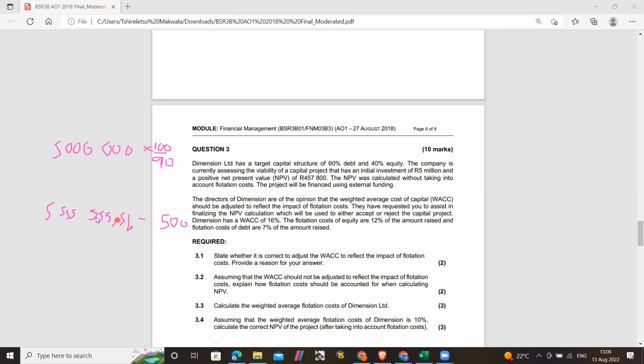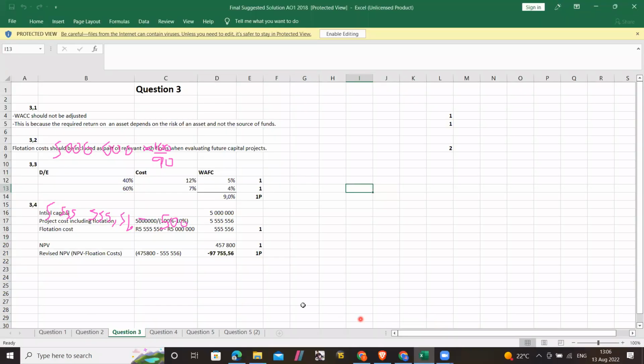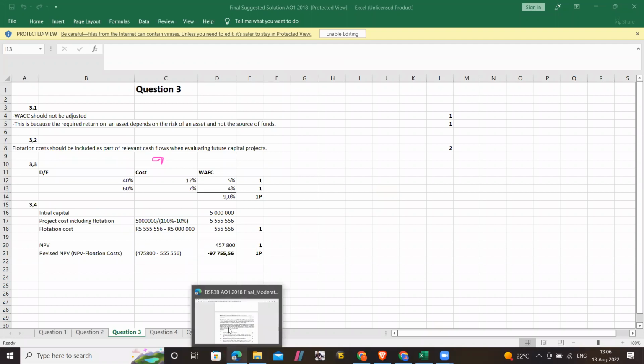What did I say? These flotation costs, you are going to incur them at the beginning of the year. So if this is the value of the flotation cost, that means that the NPV must be minus the flotation cost, because the flotation costs are paid at present value. That's why we have to minus it. Then therefore we get a minus NPV as a result. That's how you do that type of question.